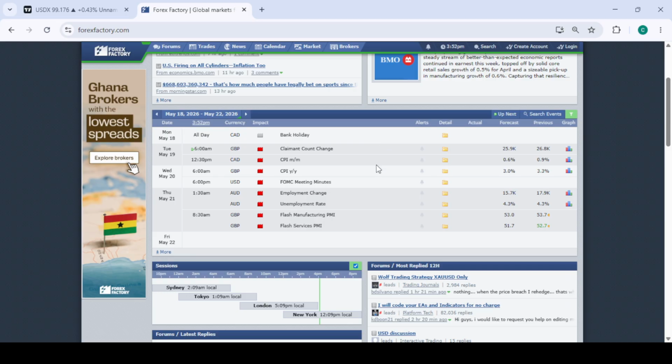On Thursday we're going to have the AUD employment change and unemployment rate, which is more like the NFP for AUD, and on the same day we're going to have the flash manufacturing PMIs for GBP. There's no high impact news on Friday. Let's look at what we have for the coming week.